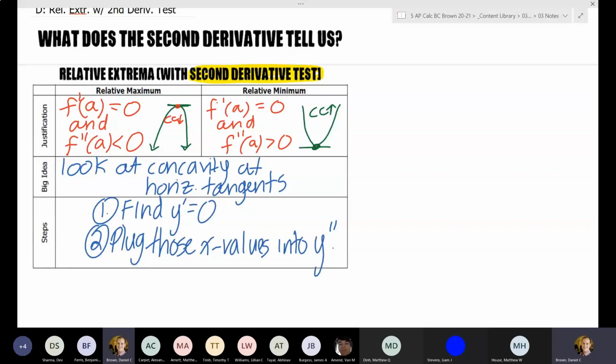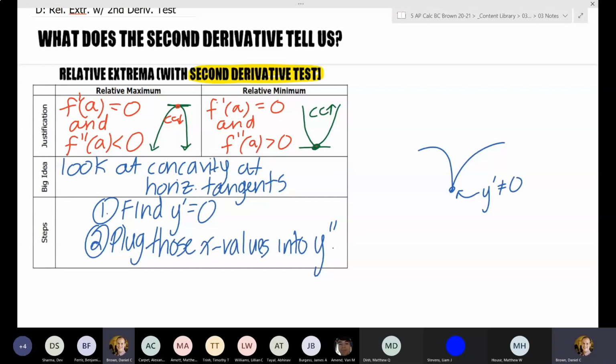Questions on that before we look at the example with the second derivative? When would y prime never equal 0? Like, when would it not equal 0? So for example, if you have a graph that looks like this, that has a cusp there, the derivative does not equal 0 there, but that is a relative minimum on the graph.